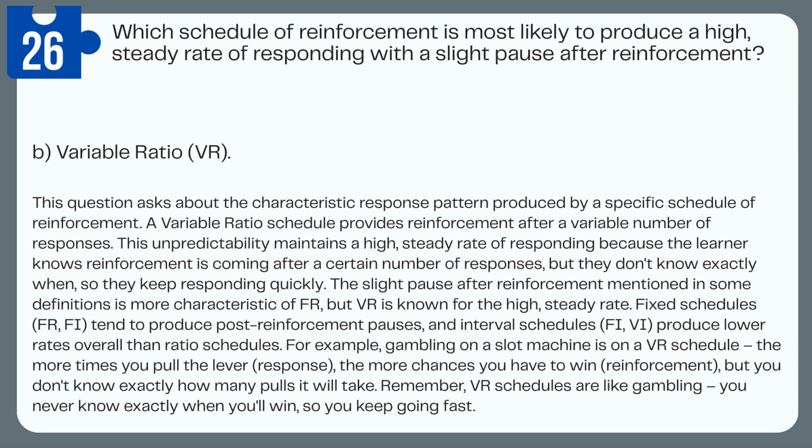Fixed schedules, FR, FI, tend to produce post-reinforcement pauses, and interval schedules, FI, VI, produce lower rates overall than ratio schedules. For example, gambling on a slot machine is on a VR schedule. The more times you pull the lever, response, the more chances you have to win, reinforcement, but you don't know exactly how many pulls it will take. Remember, VR schedules are like gambling. You never know exactly when you'll win, so you keep going fast.